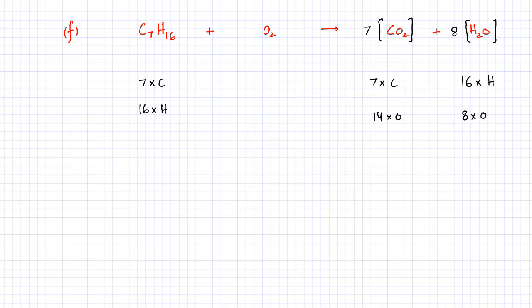I should have 22 oxygen atoms in my reactants, and one molecule of O2 has 2 oxygen atoms. So I need to have a total of 11 molecules of O2. Since each molecule has 2 oxygen atoms, 11 molecules of O2 is going to give me 22 oxygen atoms. Now if you look at the reactants and the products, the total number of atoms of different elements is exactly the same in the reactants and the products.